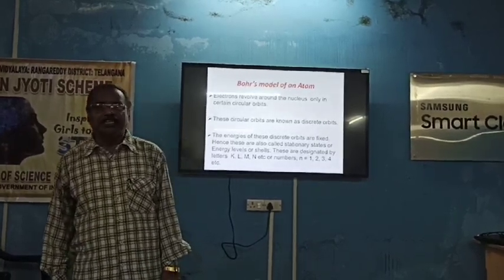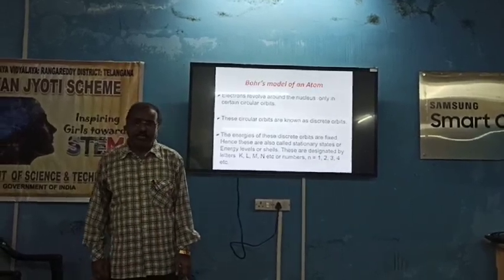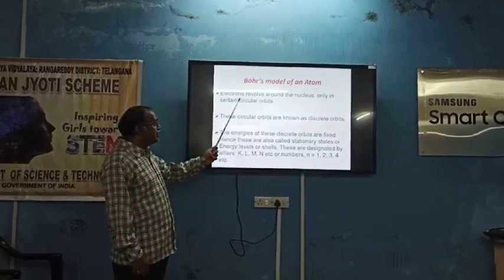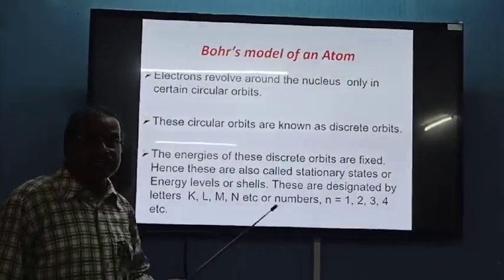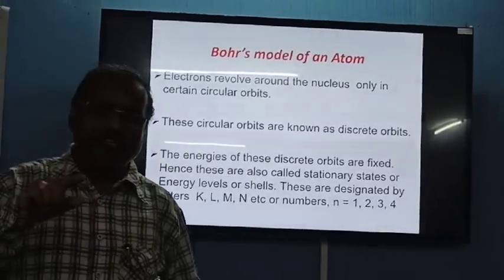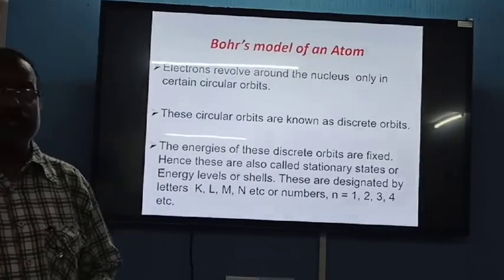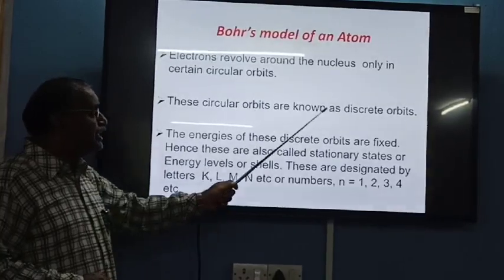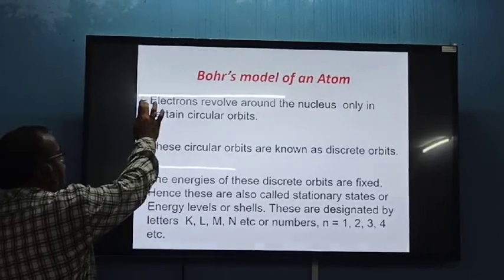So to rectify it, Bohr conducted different experiments and he proposed another way. See here also electrons revolve around the nucleus, but only in certain circular orbits, not as they like. Some paths are given, some circles are given around the nucleus. Only in those circular paths will electrons rotate. In other places, the electrons cannot rotate. These circular orbits are known as discrete orbits.